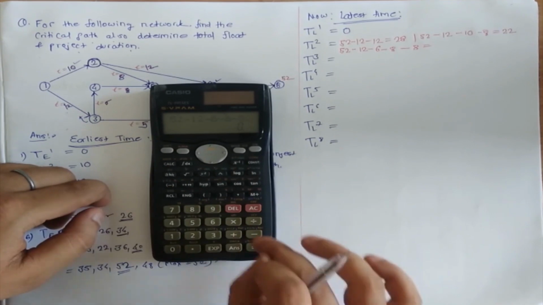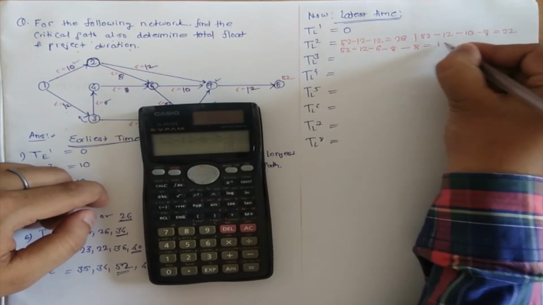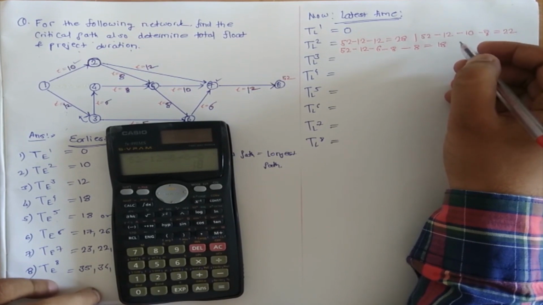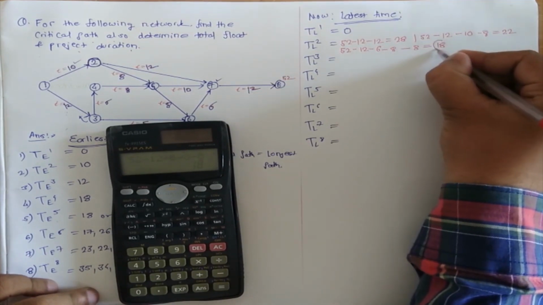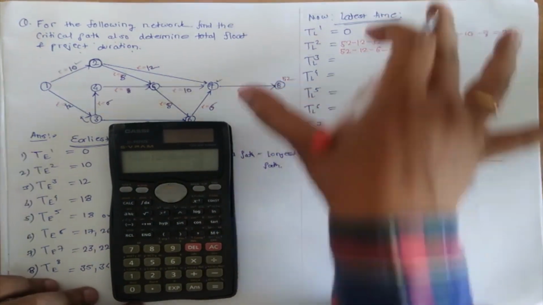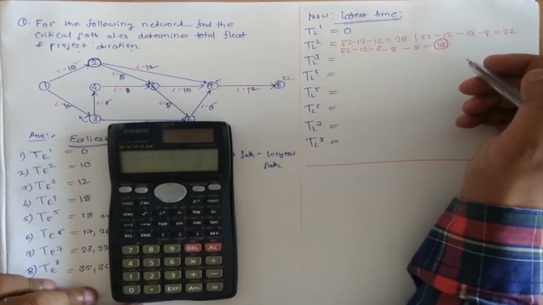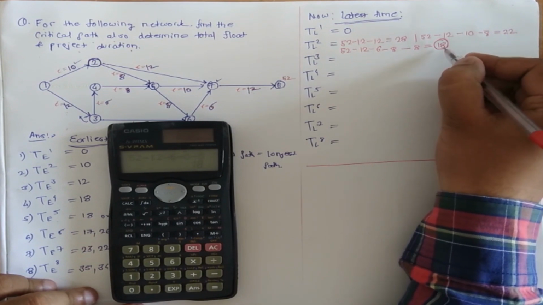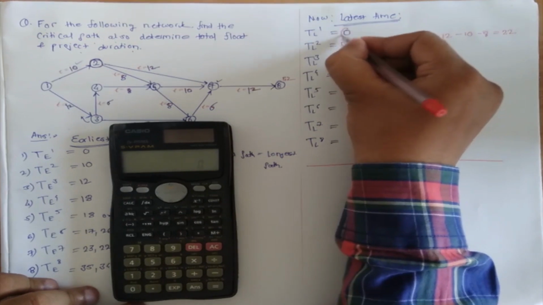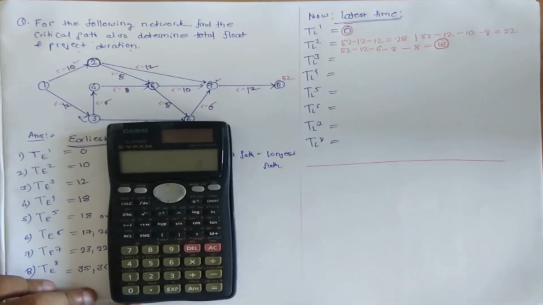minus 8, 18. So in this latest time we have to take the minimum value. So by this way, we need to calculate the minimum value. This is the 18. Okay, so in the first case it is 0, it is carried. Now it is for the next case.